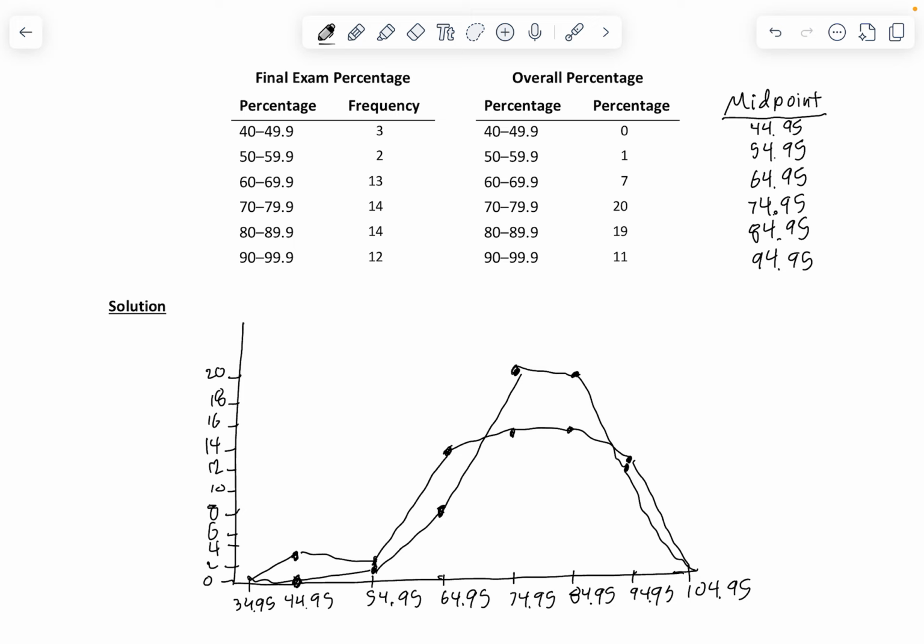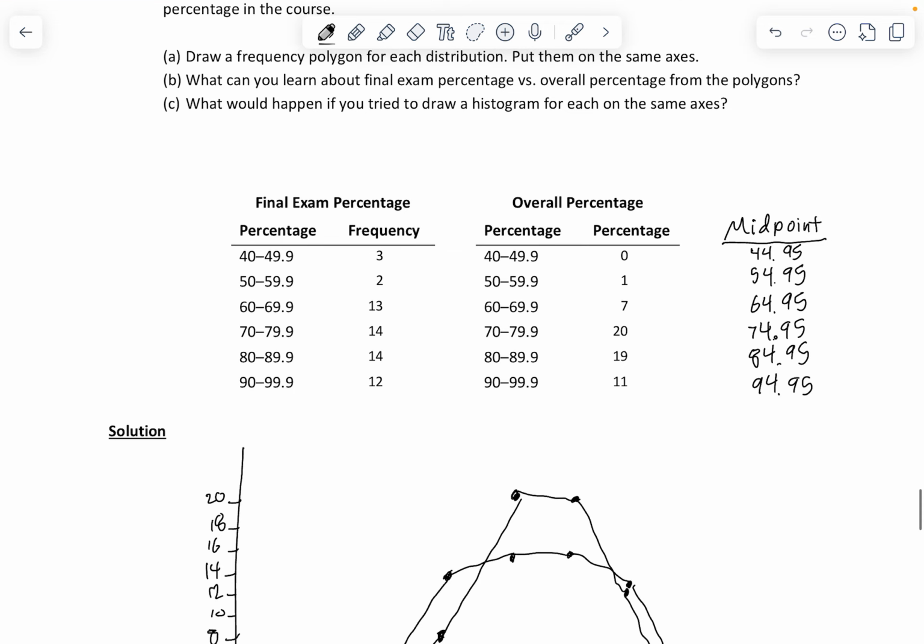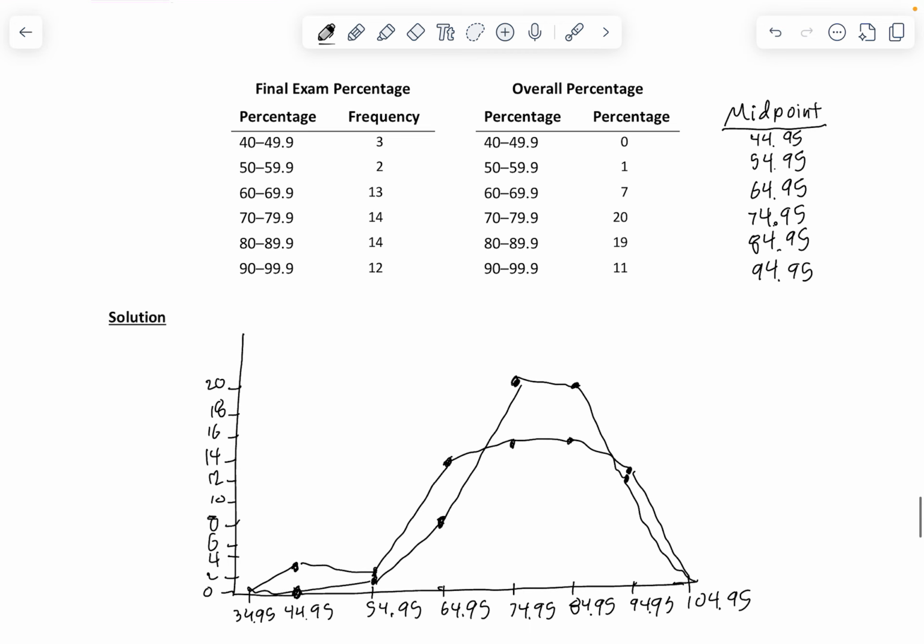The number of students averaging in the 90s looks to be maybe about the same for both the final and overall. So those are just a few observations you can make, right? Are there other questions here? What would happen if you tried to draw a histogram for each on the same axes?